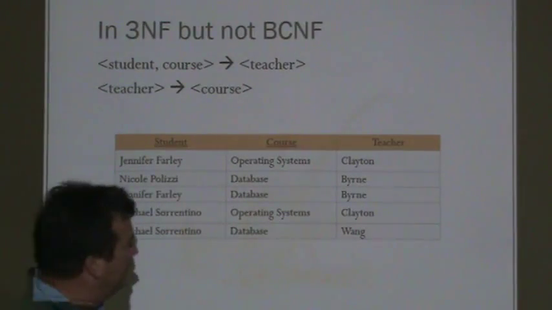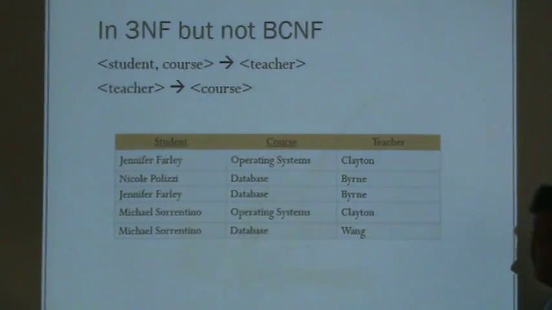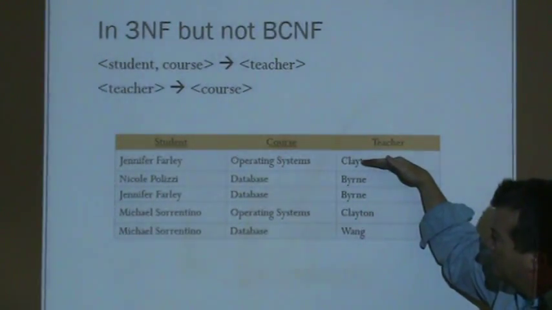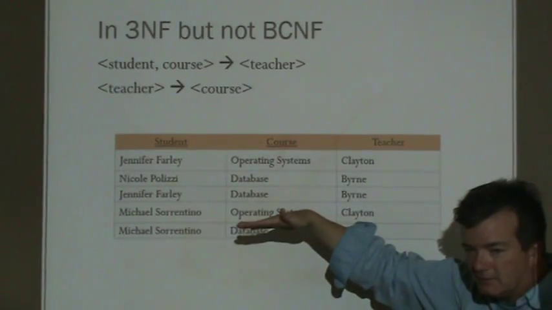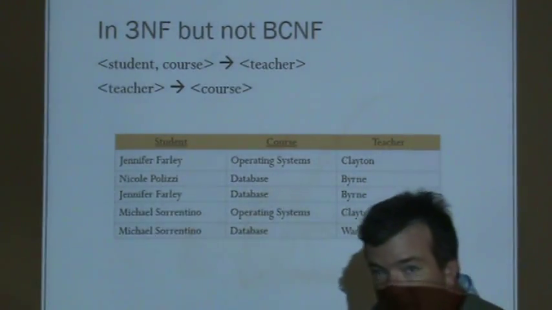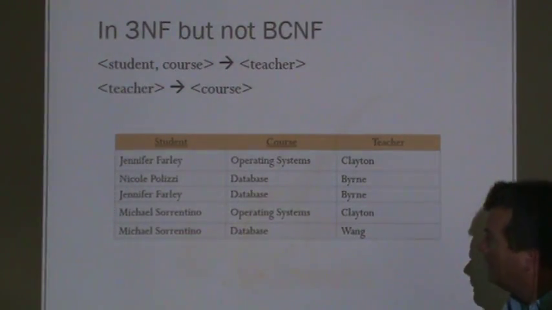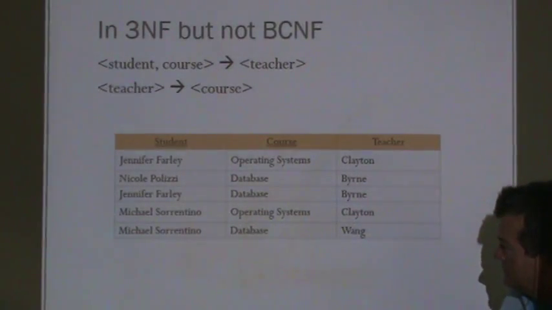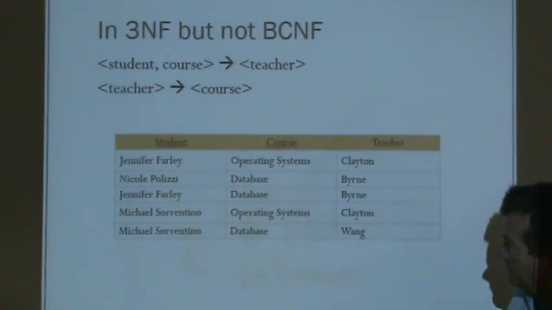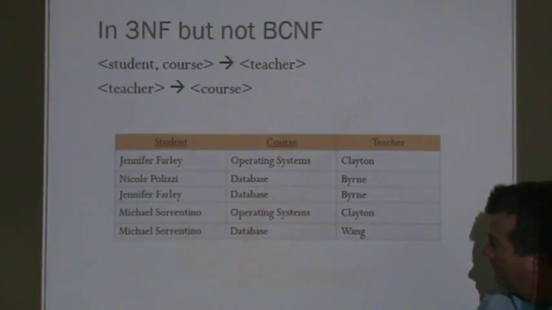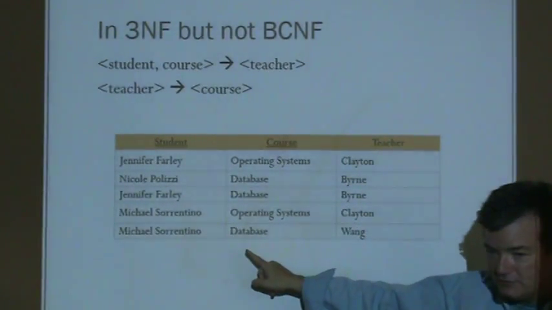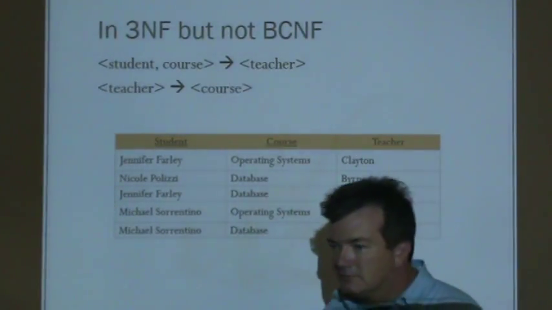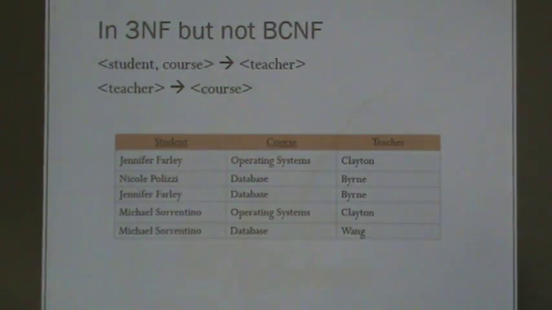Okay, now, suppose this is at a university where every teacher can only teach one subject. So what that means is that this teacher, Clayton, only teaches operating systems. And here he is again, operating systems. This teacher, Byrne, only teaches databases, and this teacher, Wang, also only teaches databases. So a teacher cannot teach multiple courses. Suppose that was a rule at this university.